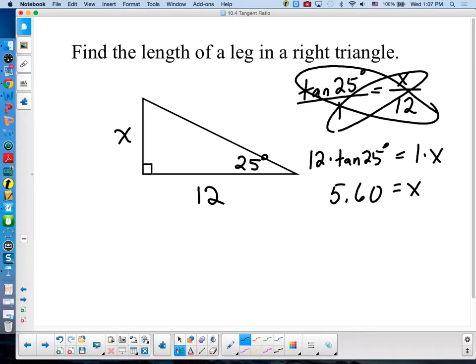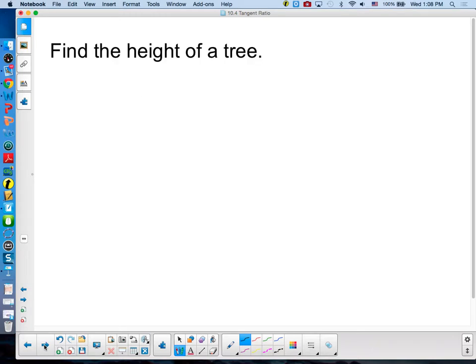See how I solved it? That's how we can find a leg if we don't have enough to do the Pythagorean theorem. Any questions on how I got this set up? Okay, let's do one more and then give you a little bit of time to do some homework.